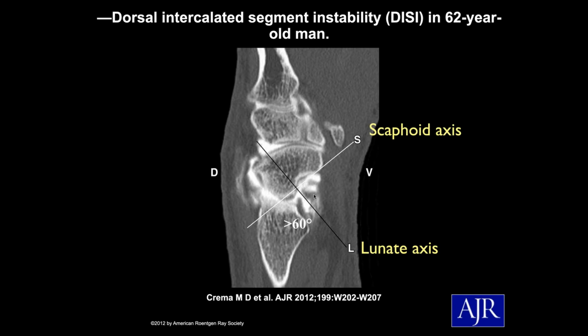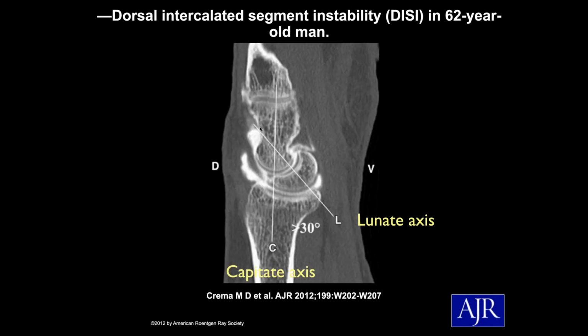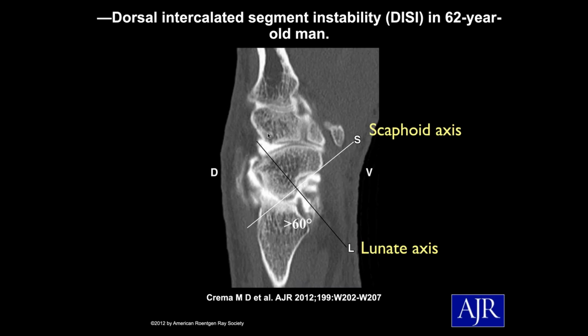so this is the scapholunate angle. This is greater than 60 degrees. That's abnormal. This is the capitate lunate angle here, and this is greater than 30 degrees, so that's abnormal as well. So this indicates a DC type instability pattern on X-rays.